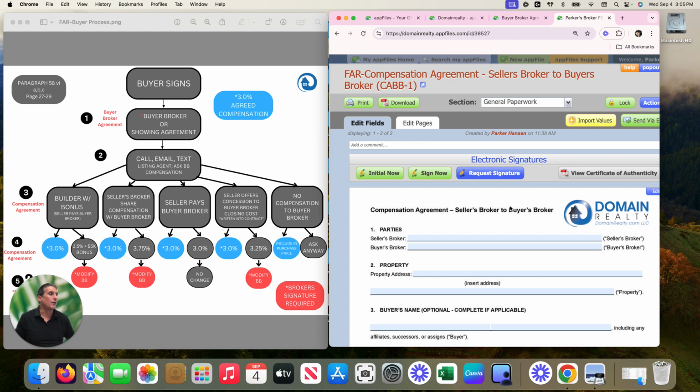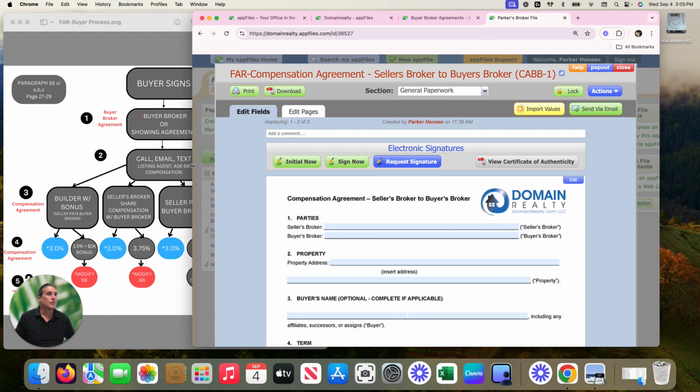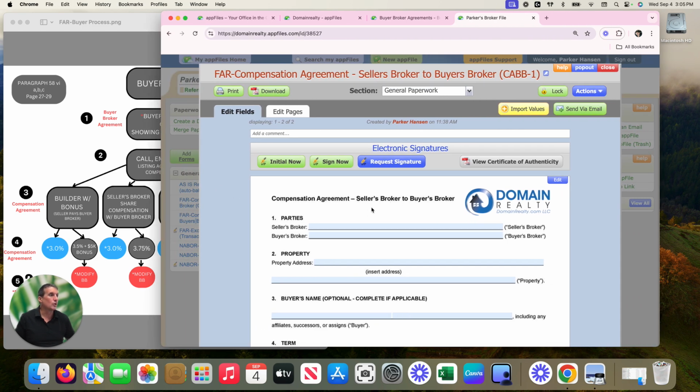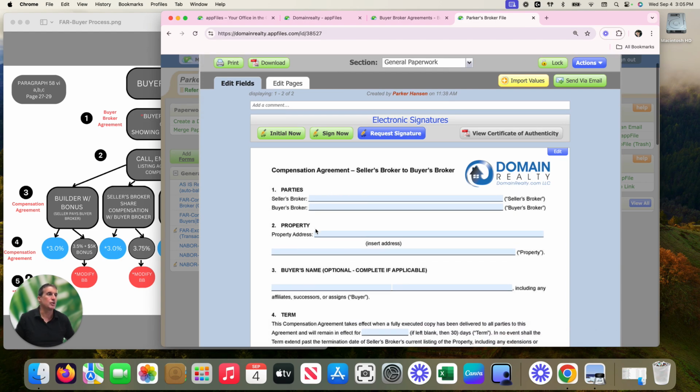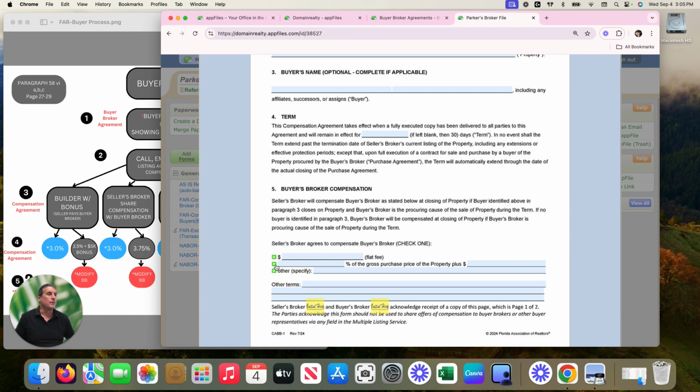You're going to pull this one out, and how do we know we got the right one? Because it says seller's broker to buyer's broker compensation agreement. And remember that this number right here, this number that they're offering, has to be less than or equal to whatever is on your buyer broker agreement. If this says 2.5%, and yours says 3, guess what? That buyer owes you 0.5%.